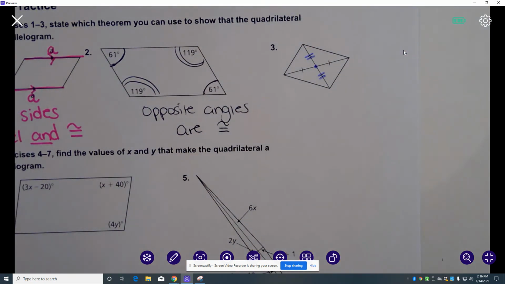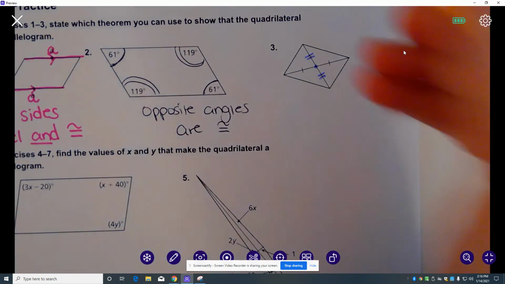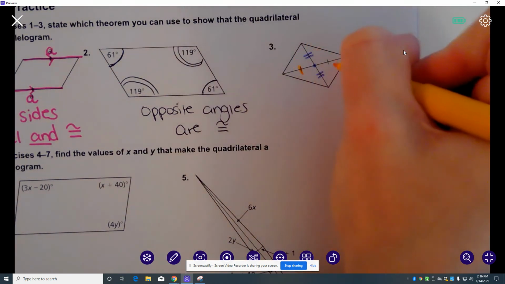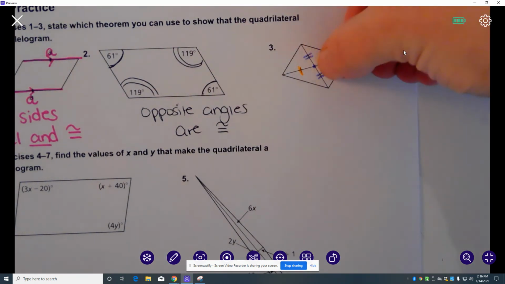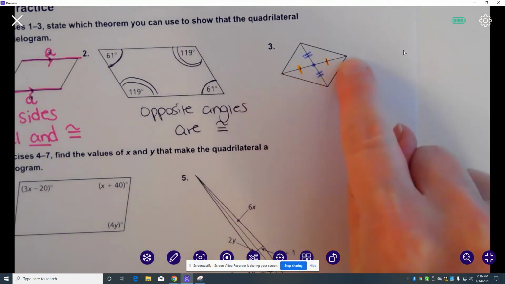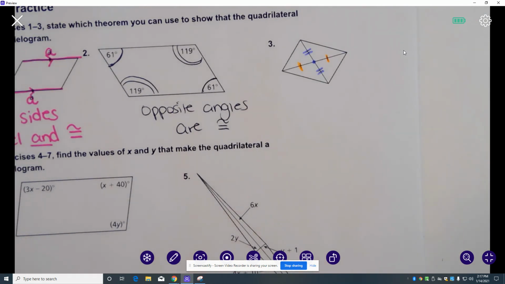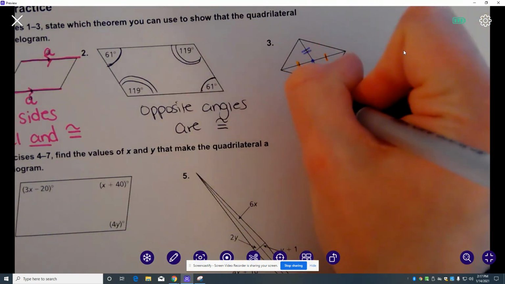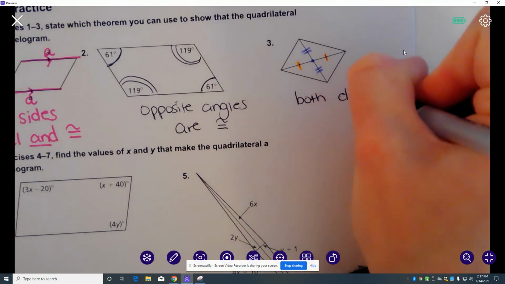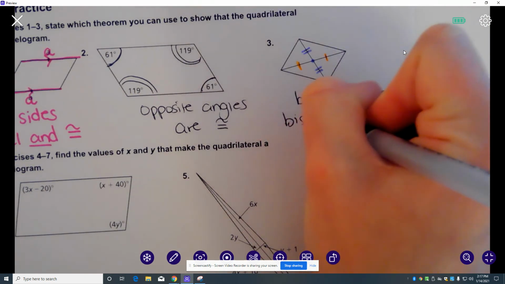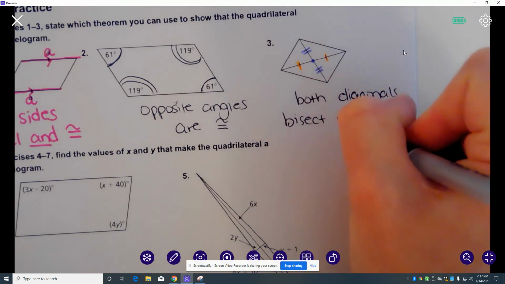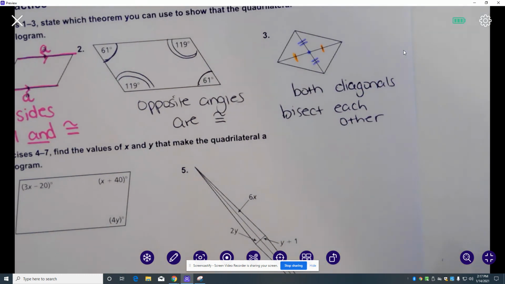They also show us that this segment with one tick mark is congruent to this segment with one tick mark, meaning this diagonal bisects this diagonal. And so both diagonals bisect each other, which tells us this is a parallelogram. So I'm going to say both diagonals bisect each other. And that's how we can tell that is a parallelogram.